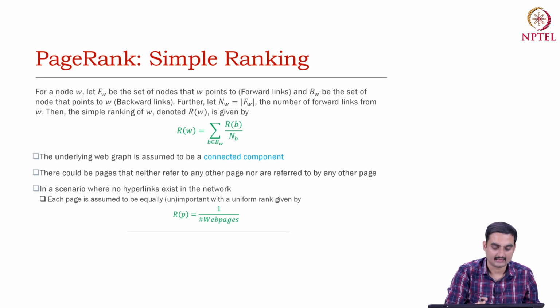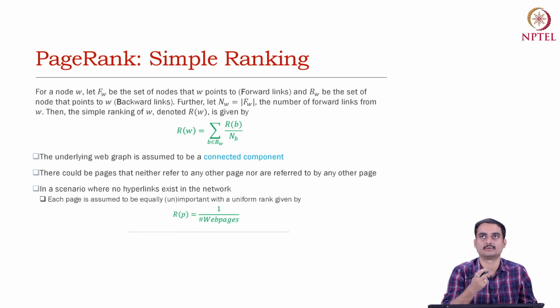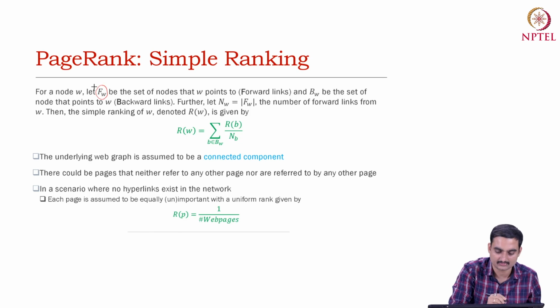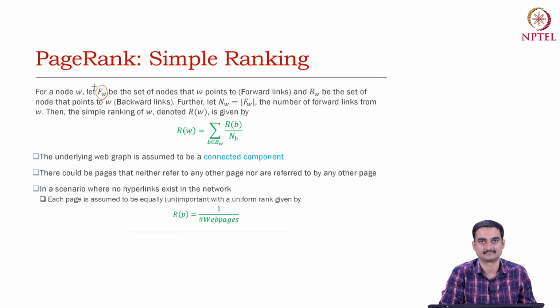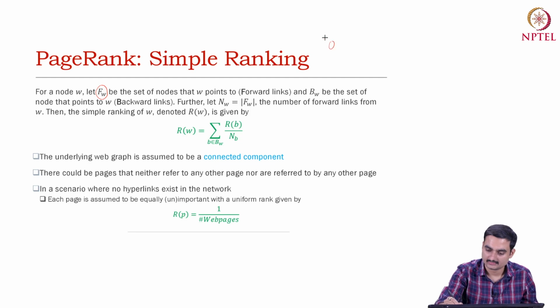So basically the idea is that we assume that the importance of a node divides uniformly across its outward edges, and that importance would further boost the importance of the other nodes. We denote FW, the set of forward links, basically the set of nodes which the node W links to. So this is W, and say W is connected to these 4 nodes, say A, B, C, D. So F of W is A, B, C, D.